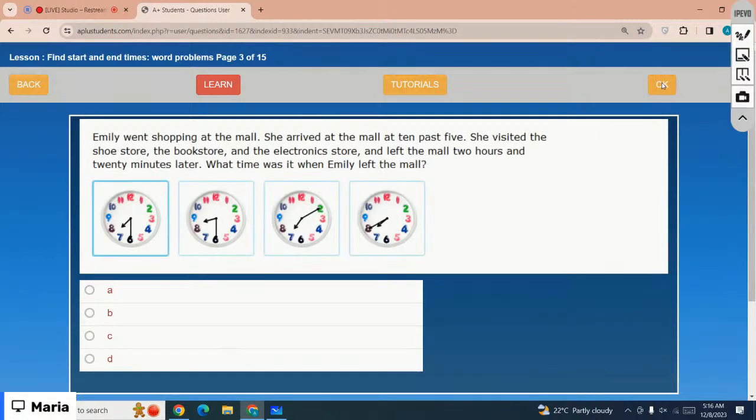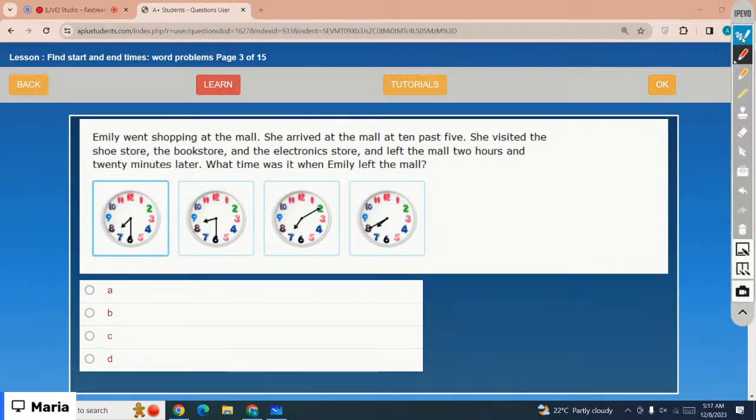Okay, the next one is Emily went shopping at the mall. She arrived at the mall at 10 past 5. She visited the shoe store, the bookstore, the electronics store, and then left the mall 2 hours and 25 minutes later. What time was it when Emily left the mall? Which is the correct option? Okay, she arrived at the mall at 10 past 5, right? That means that is 10:05.